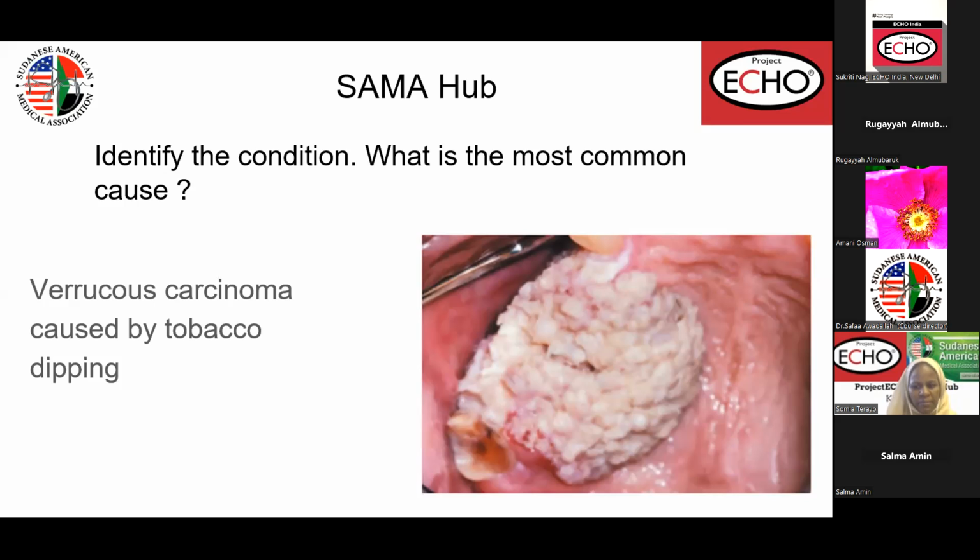Notice the appearance, the cauliflower, very rough exophytic appearance. It's located in the alveolar ridge of the upper jaw. As you can see here, the palate, you can see here the tooth, I think is the canine, and this is one of the molar teeth. So this whole area, I would expect the patient to dip the tobacco in this area here. So this area is transformed into this very special appearance.